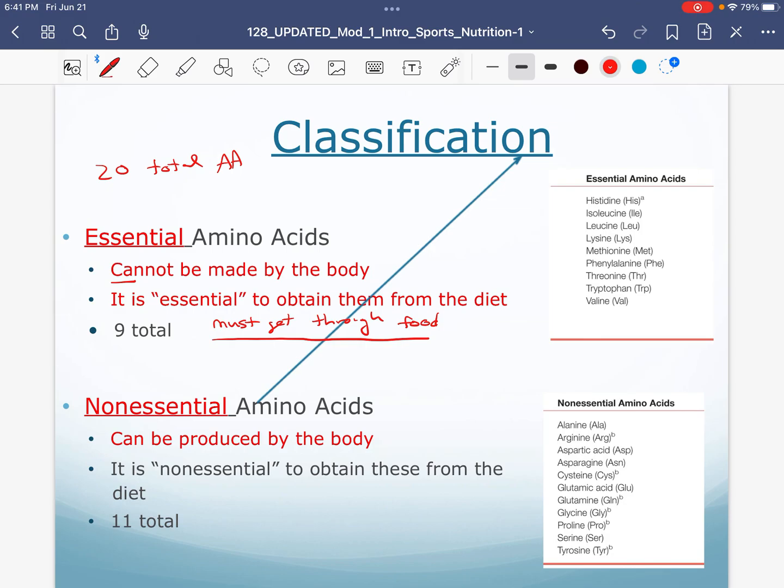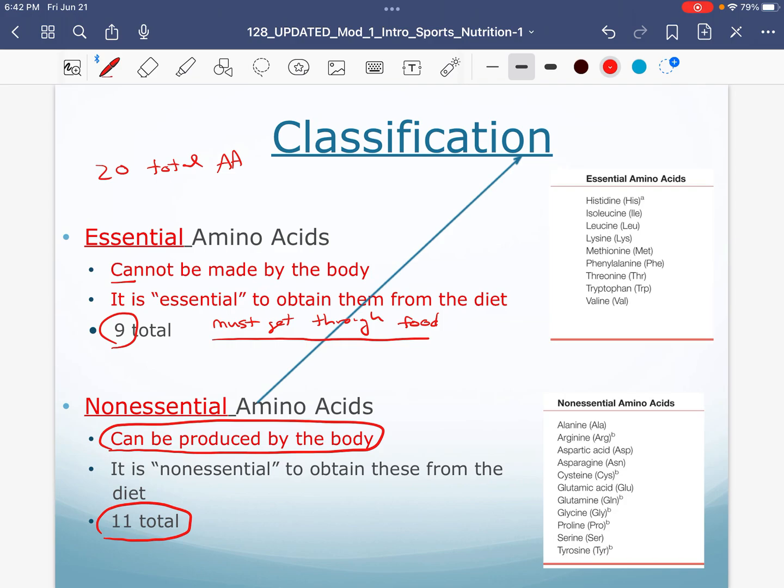Of the 20, and please know this number, 9 are considered essential because it is essential that we get them through diet. The other 11 are considered non-essential. We don't need to get them through diet. Of course we do sometimes, but we don't need to. Why? They can be produced by the body. Did you know? Our body can make over half of our amino acids.